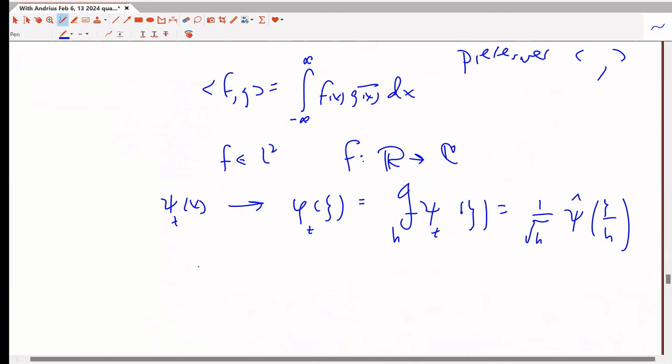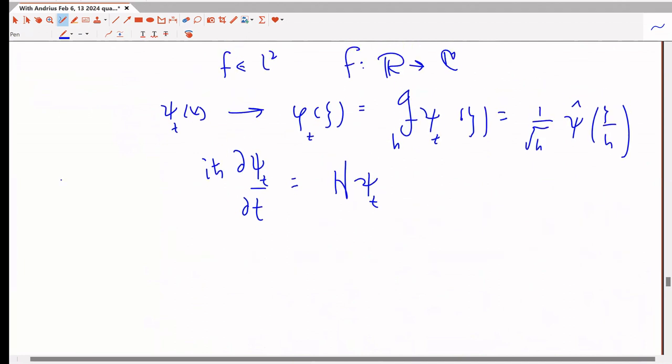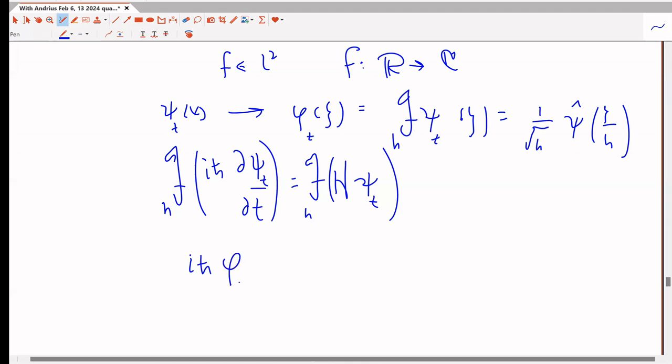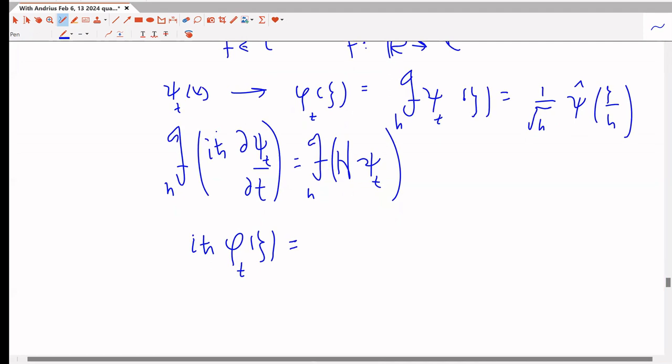which is i h bar, the derivative with respect to t, is equal to H, the Schrodinger equation, and we just hit it on both sides with this unitary operator. And lo and behold, because differentiation with respect to t commutes with everything that involves x, we just get this transformed wave function on the left-hand side. And on the right-hand side, F and H intertwine in kind of an interesting way. You end up getting, as I said last time, this zeta squared over 2m.